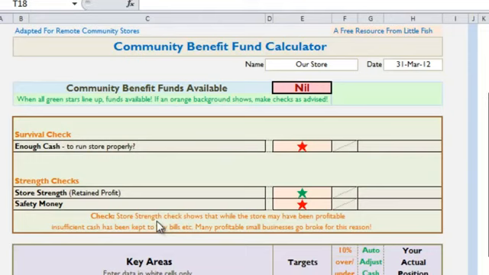red background, and it says while the store could have been profitable, not enough cash has been kept to pay bills, and that many profitable small businesses go broke just for the very reason they're getting more profit, but it's not going to their cash and they can't pay their bills. And lastly, safety money, well, we've seen that's below target.